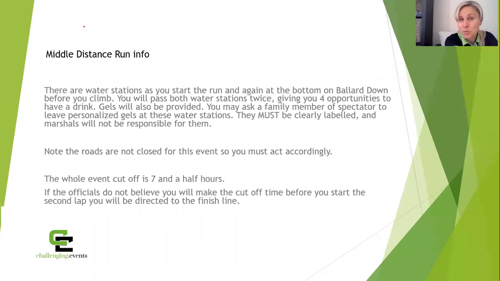So the sprint guys will have a sign that turns them round and down the hill. The middle distance and the standard guys, you keep going to the end, then turn around where you're told and come back into Swanage. Middle distance guys, you get to do that twice.